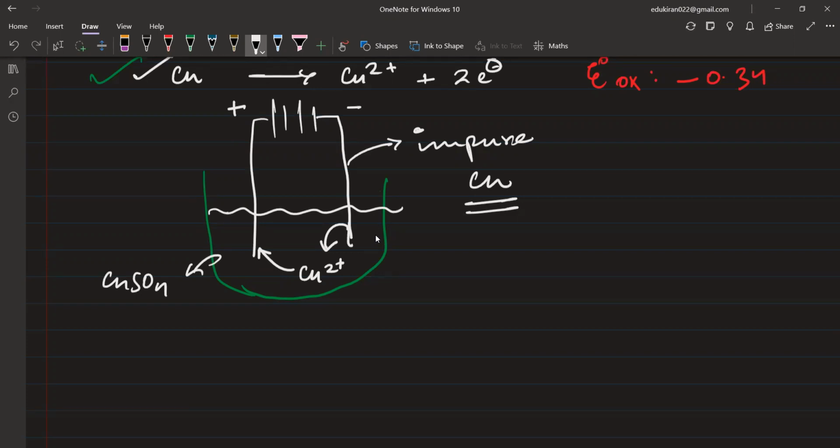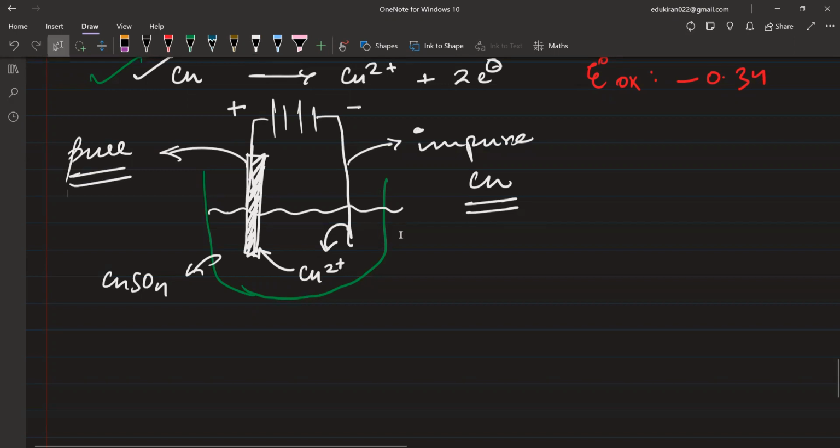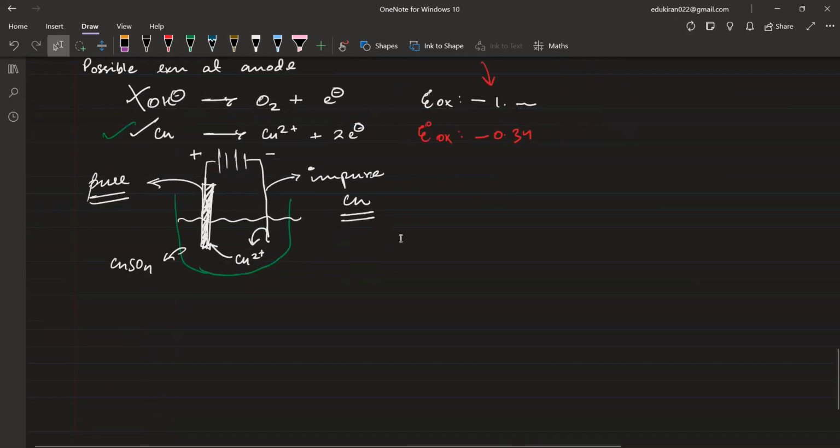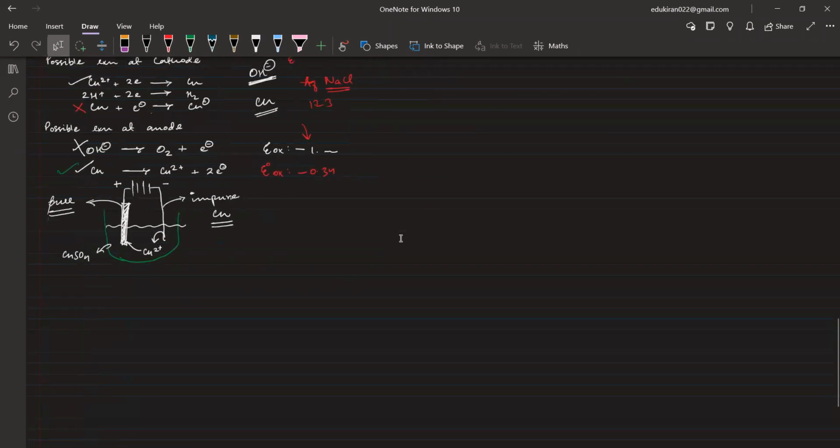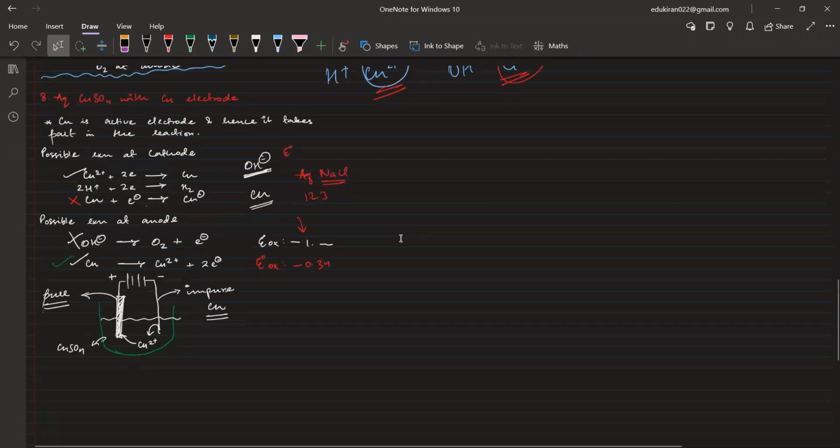Since the impurity is not going to get converted into ion, only the pure copper particles are going to get converted into ion and then get deposited at this part, that is your cathode. And slowly, what will happen? This impure copper will get turned into pure copper. Is this clear, guys, how this happens? Yes or no? Please tell me. Okay, fine.